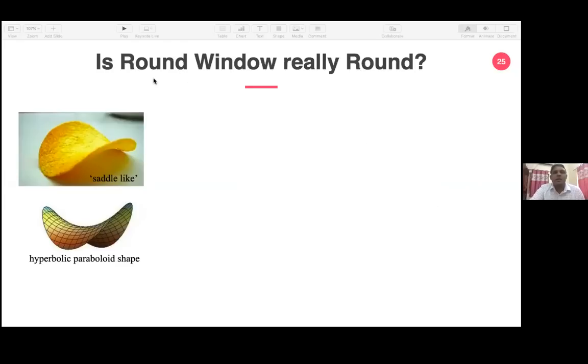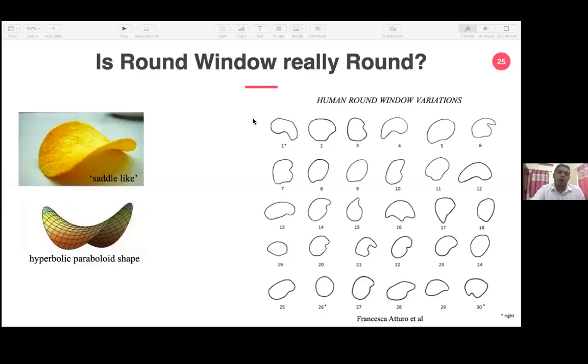Again, I repeat, the round window membrane is aligned more vertically in the lower portion or the anteromedial portion, and it is aligned more horizontally in the posterior and superior portion. It is a saddle-like structure. So we have a lot of variations of the round window membrane shape. There are nearly 32 varieties of round window membrane shapes described by Takahashi.